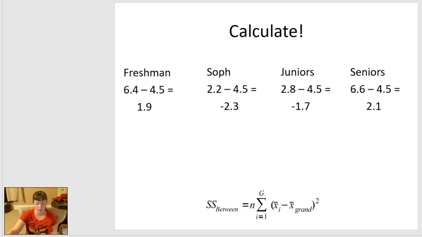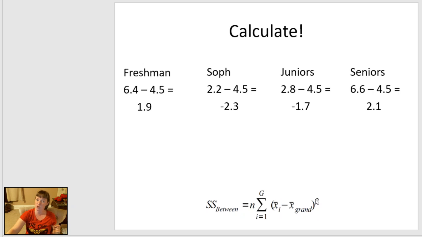Now when we look at this equation, the first step is to take each subgroup average and subtract the grand mean, which is exactly what I've done here. I've taken the average of freshmen, 6.4, and subtracted 4.5 to get 1.9. For the sophomore group, 2.2 minus 4.5 gives negative 2.3. For the juniors, 2.8 minus 4.5 gives negative 1.7. And for the last group, 6.6 minus 4.5 gives 2.1. So I've now done this step.